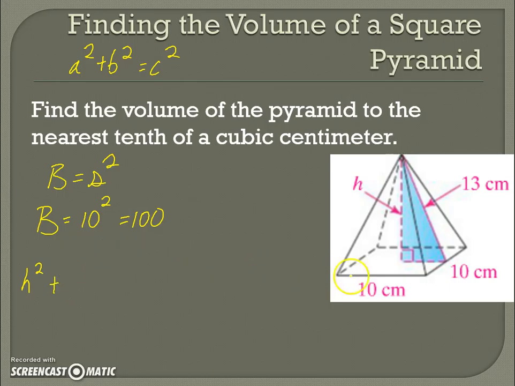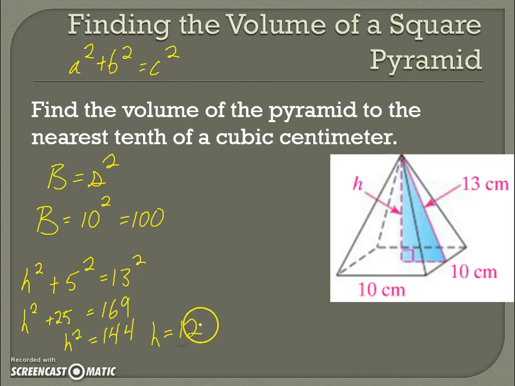plus b. In this case, it's half of this because it's in the middle of this particular square. So it's going to be 5 squared should equal 13 squared. Some real quick math here. We get h squared plus 25 equals 169. Subtract 25 from both sides. We get h squared equals 144. So h equals 12. All right, so there's the height.